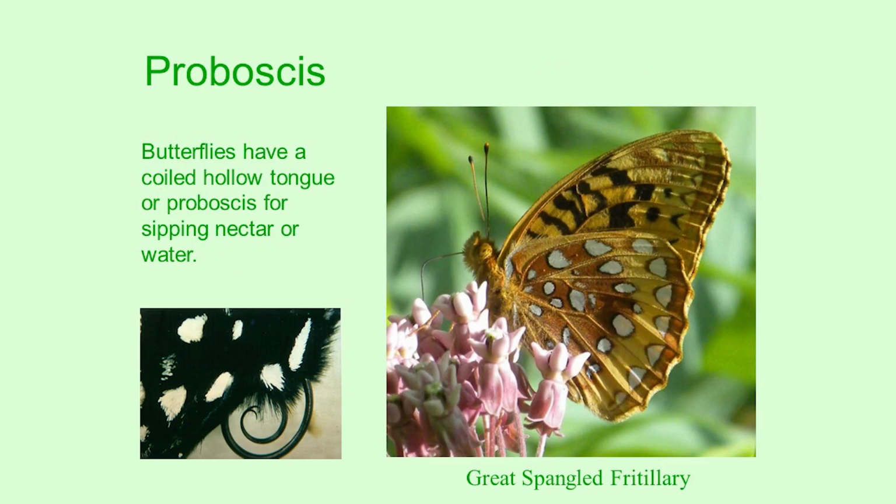I mentioned the proboscis earlier when I talked about the anatomical features of the butterflies. It is a coiled, hollow tongue that butterflies can uncurl and insert into a flower to sip nectar. And here you have a great spangled fritillary doing just that. So this is one of the fritillaries that I never found a caterpillar for.